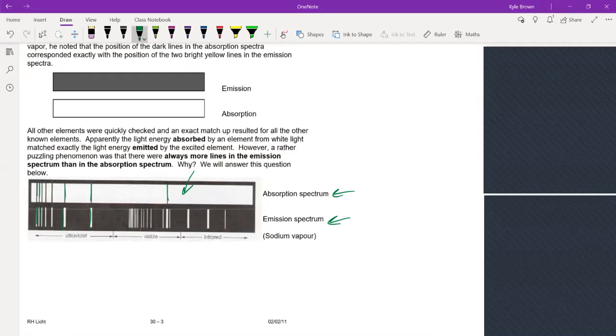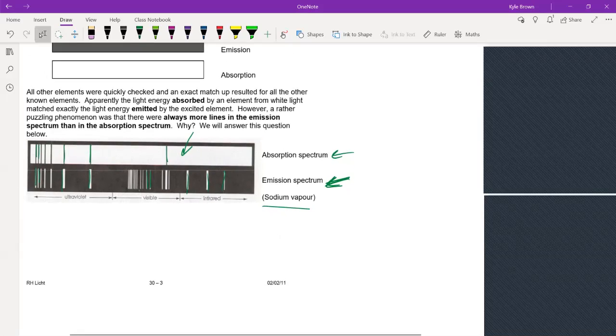Here's our emission spectra. This would be like heating up a gas of some kind. And they line up perfectly, but what is this? Those ones aren't there. Why do we have more lines on the emission spectrum than we do on the absorption spectrum? And this is for sodium vapor. So this was a big question, and we're going to try to answer that here in a little bit.